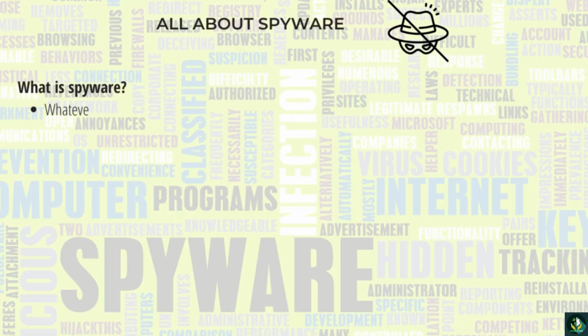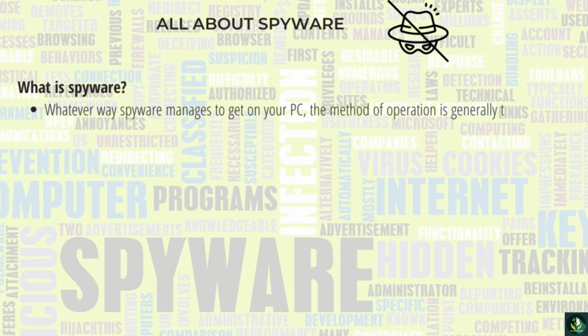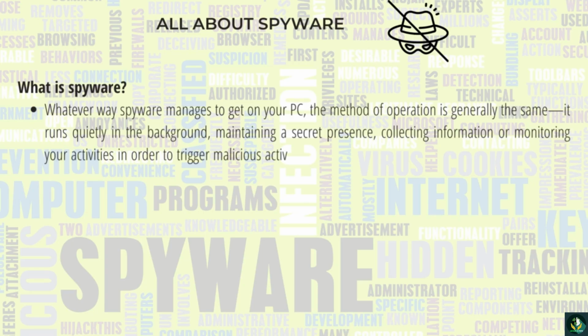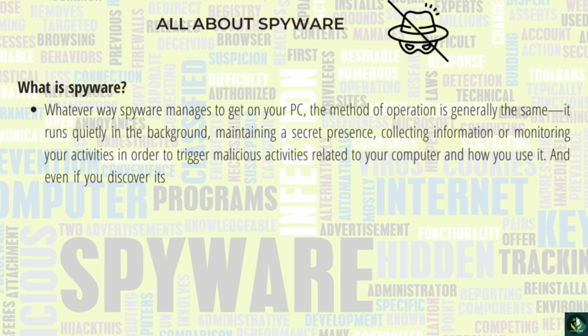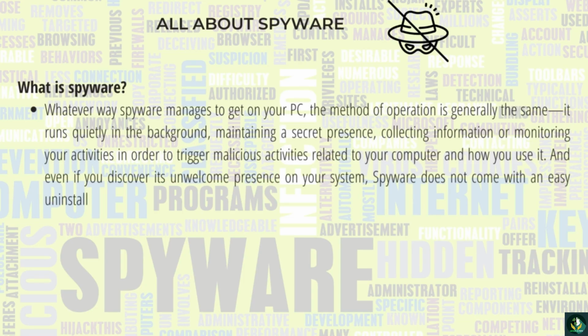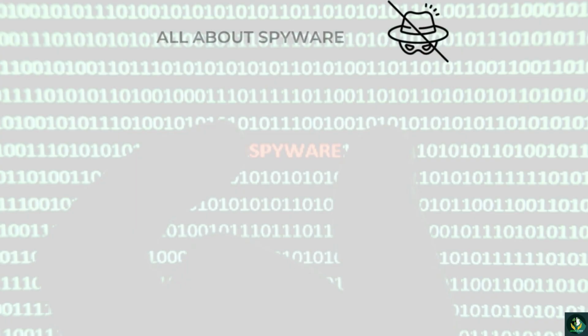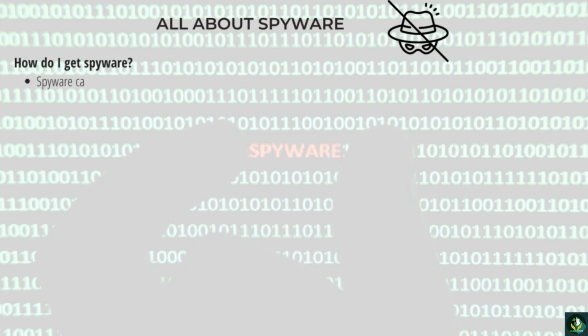Whatever way spyware manages to get on your PC, the method of operation is generally the same. It runs quietly in the background, maintaining a secret presence, collecting information or monitoring your activities in order to trigger malicious activities related to your computer and how you use it. And even if you discover its unwelcome presence on your system, spyware does not come with an easy uninstall feature. Spyware runs quietly in the background, collecting information. How do I get spyware?